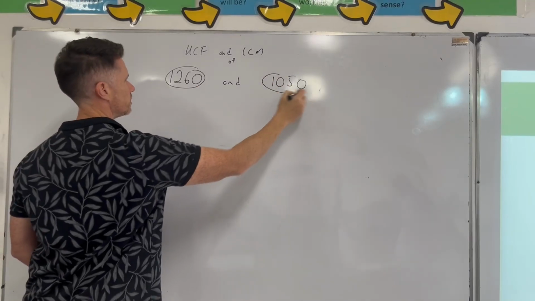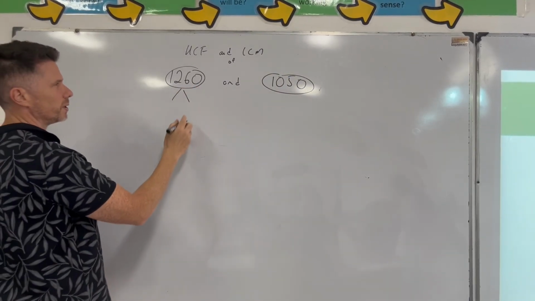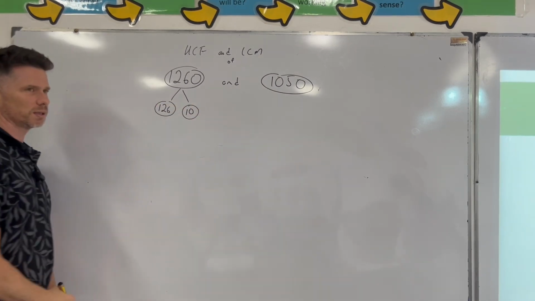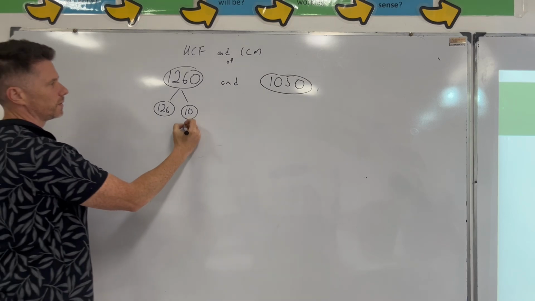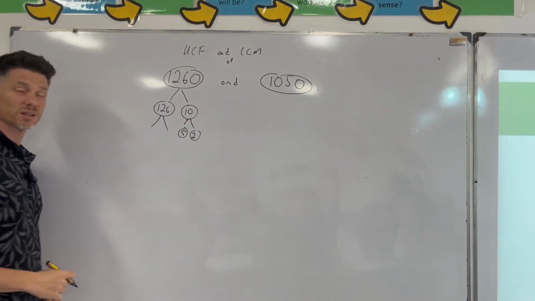Prime factor trees. This is similar to the last one. There's a 0 at the end, so I'm going to divide it by 10, or pick two numbers to multiply like this. And 10 is definitely 5 times 2. That's, so we know, 126.